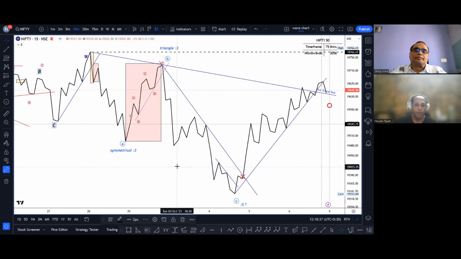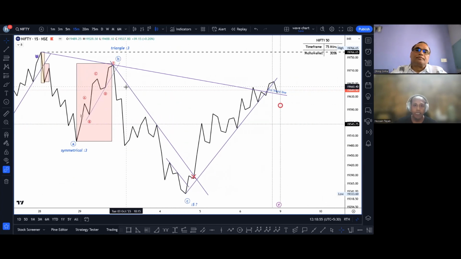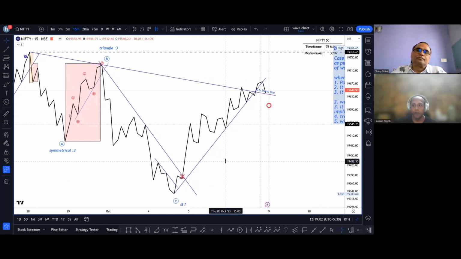So bear with me. We had said this was our A wave. The B wave has taken more time. So this was a recipe of a flat. We had mentioned that the C wave has the strength to go below this. But because this was a 15-minute chart, we had also said there is a chance that a triangle can form here. That's correct. Okay, this ends our recap, what we had forecasted last week.